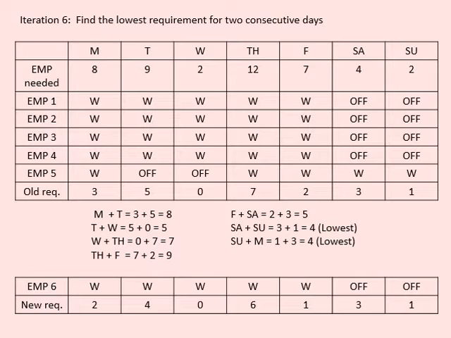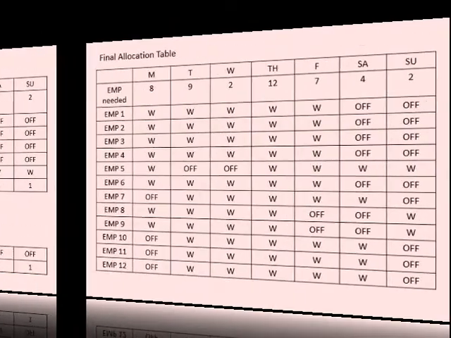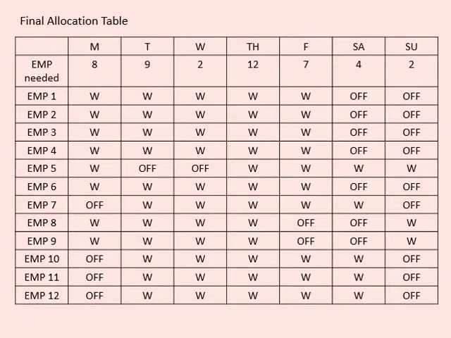Again, the new requirement of workforce is calculated, as employee 6 will be working on other days. The new requirements are 2 workers on Monday, 4 on Tuesday, 0 on Wednesday, and so on. We continue the iterations till we have allocated work to 12 employees. The maximum requirement is 12 employees as given in the problem. That is the requirement on Thursday. The total work schedule is shown here, for the 7 days of the week and for 12 employees.